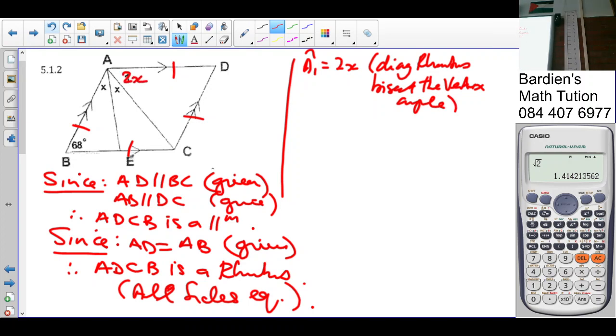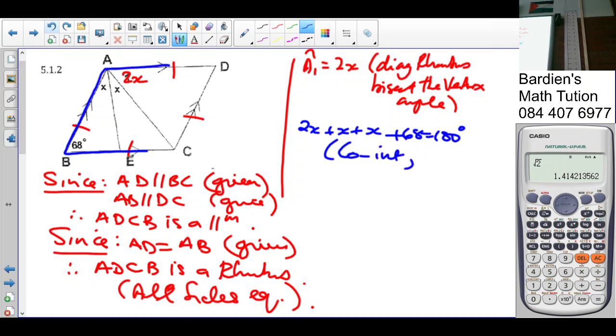So what do we see here now? Co-interior angles. You see that? So we say 2x plus x, which is 4x you could have said, plus 68 is equal to 180. Why? Co-interior angles with AD being parallel to BC. So that's going to give you 4x. What's 180 minus 68? 112 divided by 4?